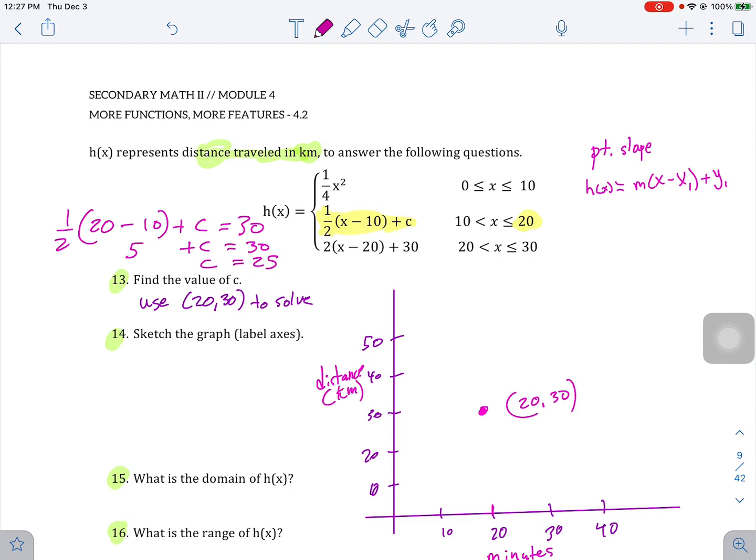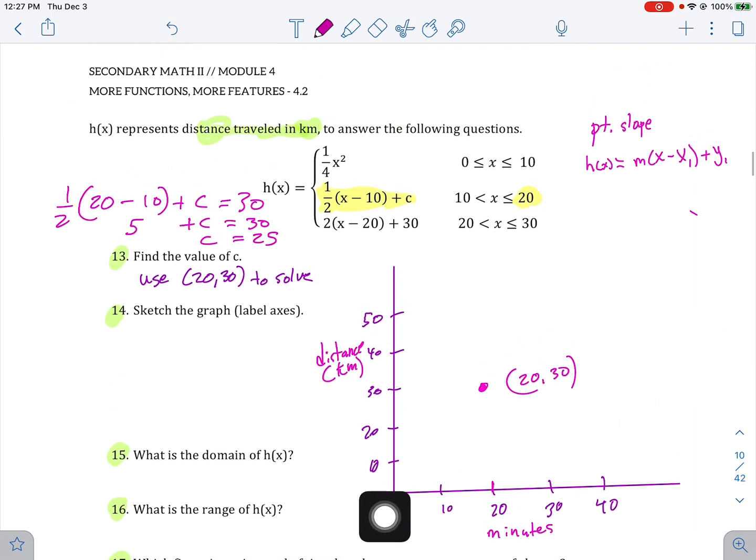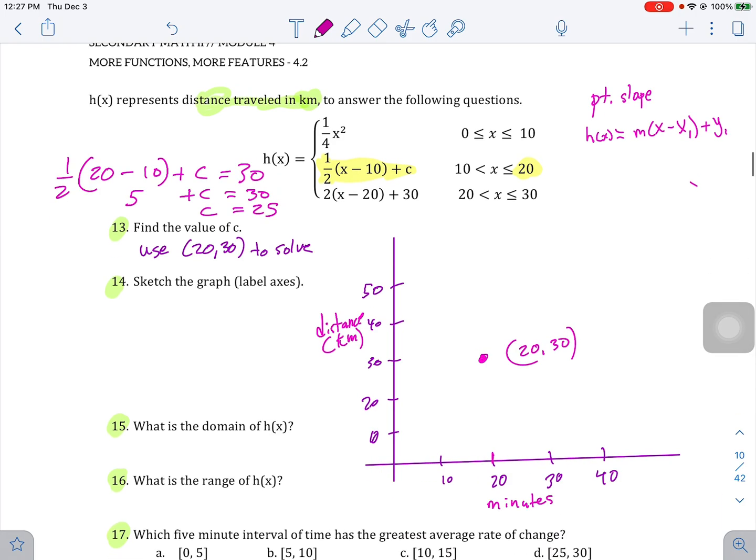All right. Now, sketch the graph. Well, it's going to start at 0, 0. 1/4 x squared is from 0 to 10. So at 10 minutes, you have 1/4 of 100, or 25. So there's going to be a point kind of over here, and it's got half of the parabola here. The other one has a slope of 1/2, and it's going to be something like that.